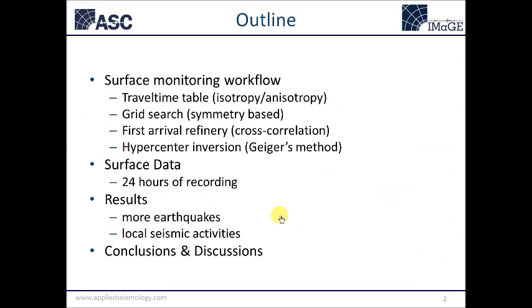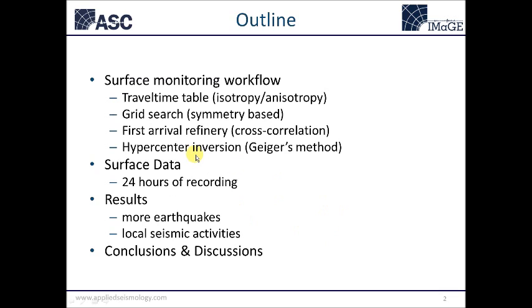So in the following, I'll give you the details of the four-step workflow. The first step is to calculate the travel time based on your isotropic or anisotropic reservoir model, and then use the symmetry-based grid search to locate events. And once we located the events, we can plot up the predicted arrival with the waveform and use the cross-correlation method to refine the arrival, and the differences between the predicted arrival and the refined arrival is used to invert the hypocenter or relocate the events in a manner similar to Geiger's method.